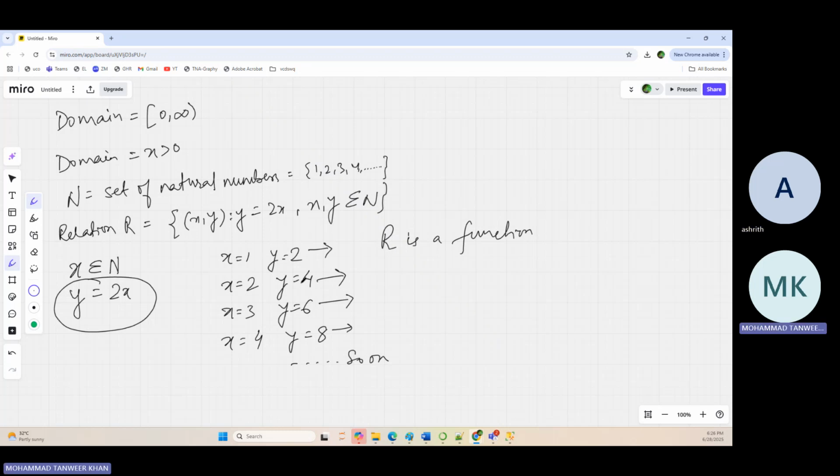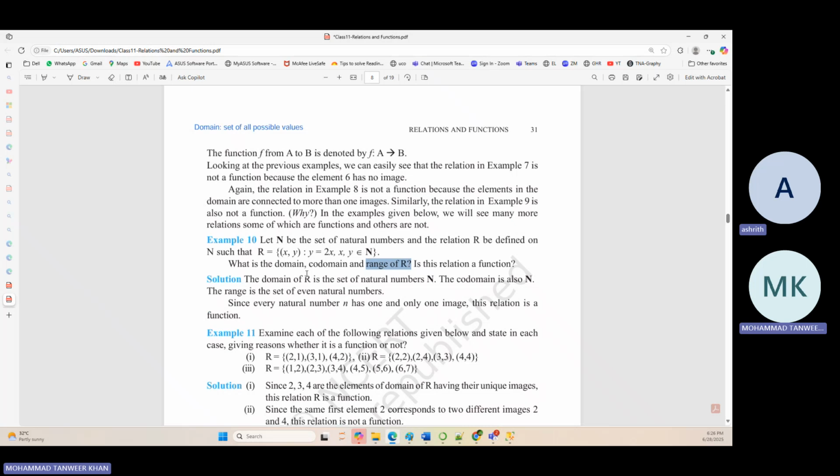Hope it is clear. So you understood what is domain, codomain, range, and function. Okay. Now, next example.